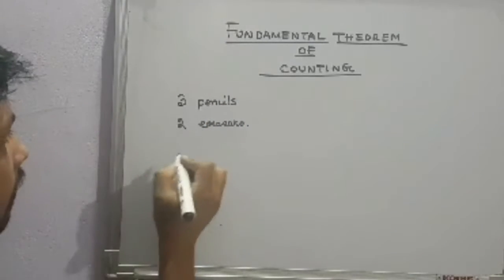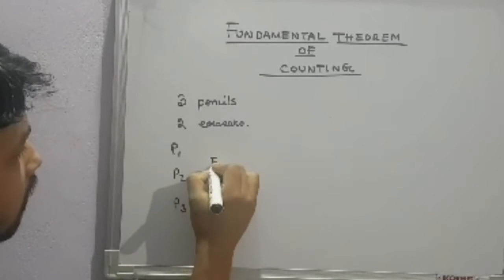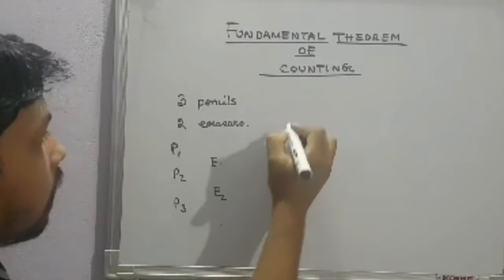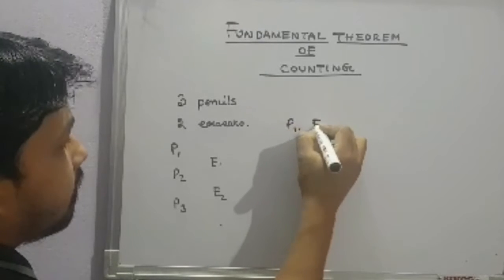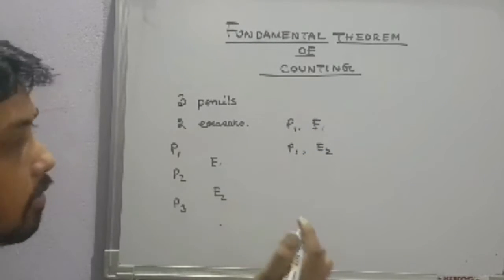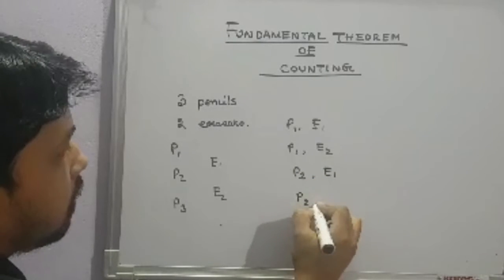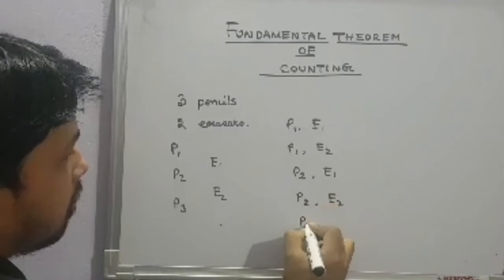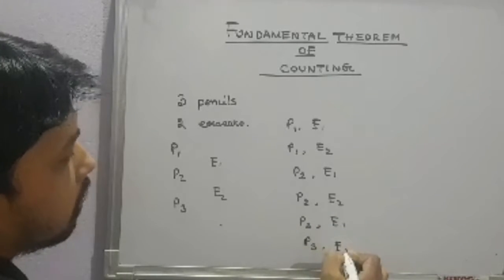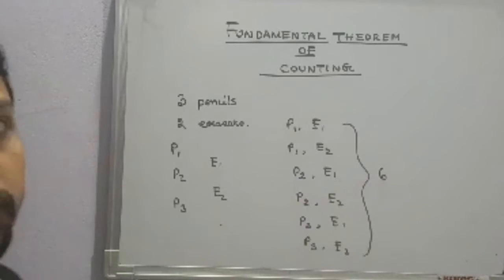So what you can do, let me write the pencils as P1, P2 and P3 and the erasers as E1, E2. Alright, so you can take P1 and E1, you can take P1 and E2, that means the first pencil, second eraser, right? You can take P2 and E1, P2 and E2, P3 and E1, and P3 and E2. So how many possible combinations are there? 6. But this is interesting.